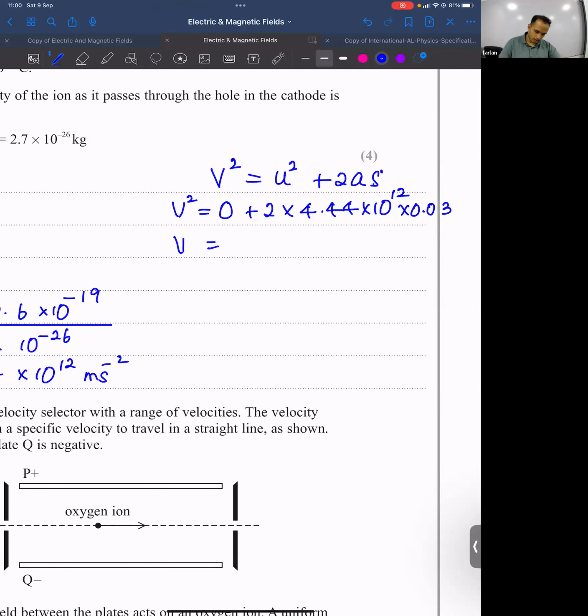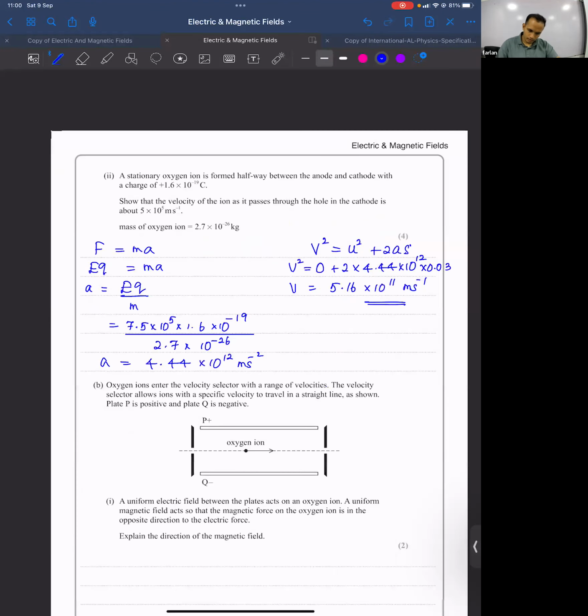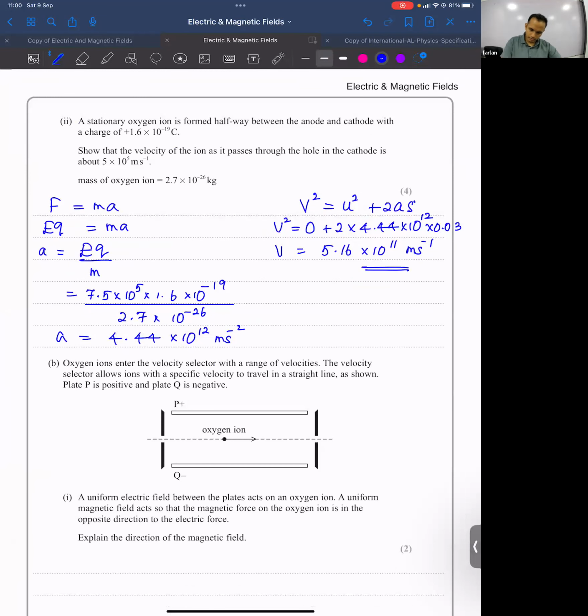And that gives you the V square, and get the square root of that. Now I'm getting 5.16 into 10 to the power 11 meters per second. Oh wait, where did I make the mistake? Hold on. No, not 11. 2 into 4.44 into 0.03 into 10 to the power 12, and get the square root of that answer. That is 5.16 into 10 to the power 5. Correct.